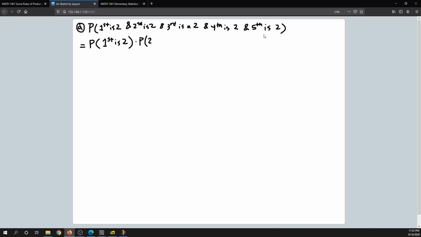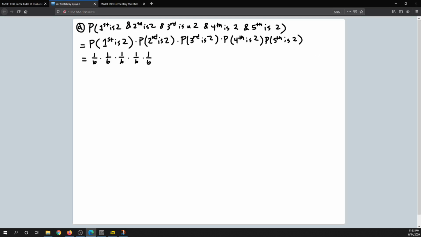So that would be the probability that the first one comes up 2 times the probability that the second one is 2 times the probability that the third one is 2 times the probability that the fourth one is 2 times the probability that the fifth one is 2. Okay. All right, and then each of those is 1/6. The probability of the first one being a 2 is 1/6, and the third one, and the fourth one, and the fifth one.